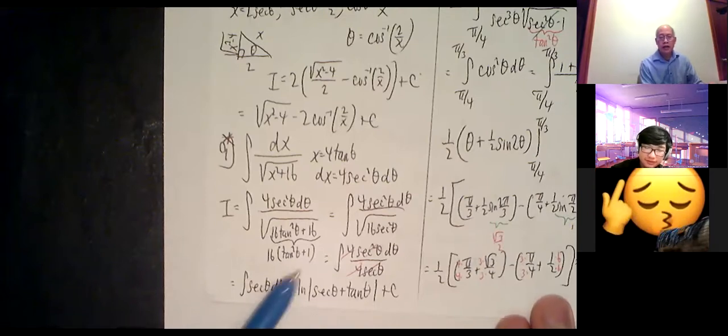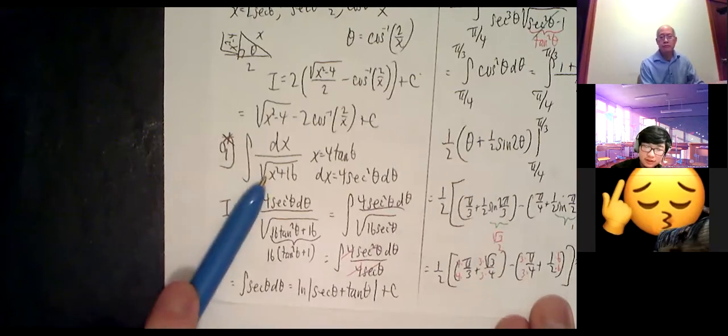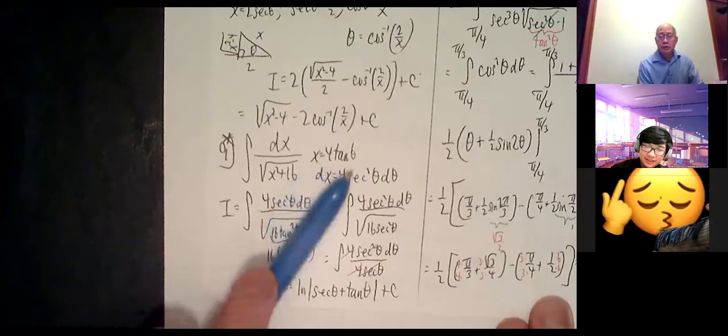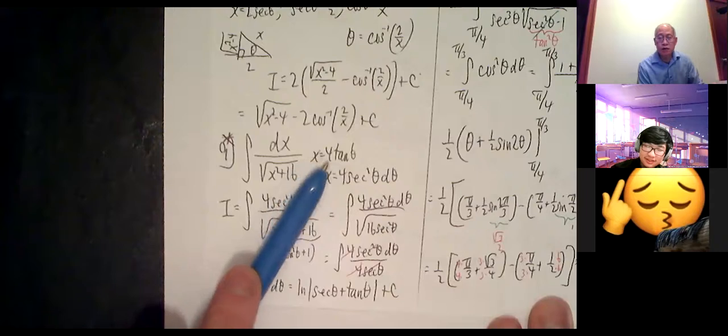Okay, so right now, ln absolute value, secant theta plus tangent theta plus c. Now I have to triangulate. You can't leave your answer like that, because what was the original problem? X. You got theta, so I have to change it back to x. How do I do that? I take this relation, x equals 4 tangent theta, and do my triangulation.